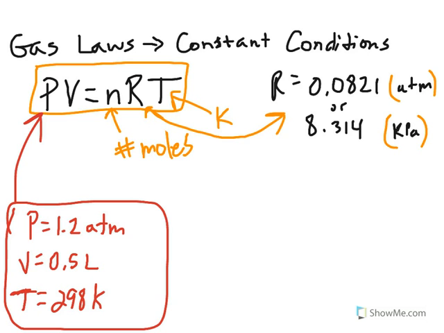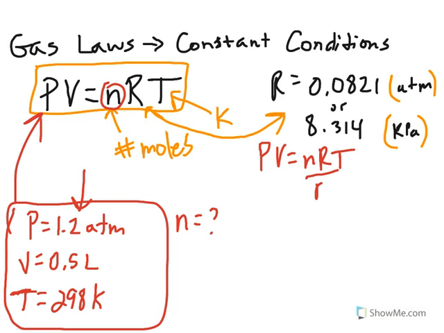Now, if this problem said, what's the number of moles? So basically I'm looking for n. How many moles would be present to make these conditions occur? Well, I could figure that out. I take my PV = nRT, and before I plug any numbers in, I just divide both sides by RT. And what I end up with is n = PV over RT. So I've rearranged my formula.